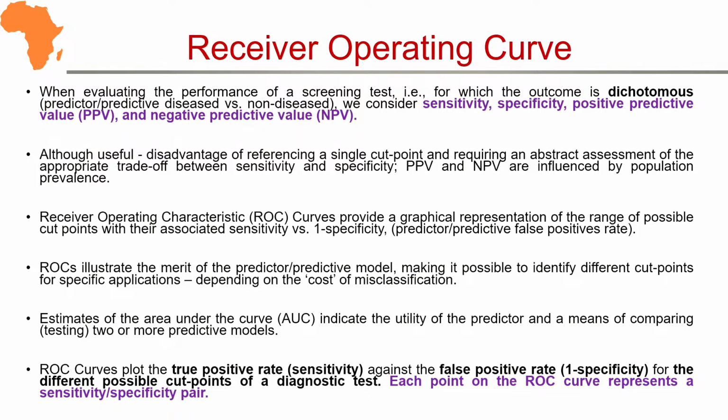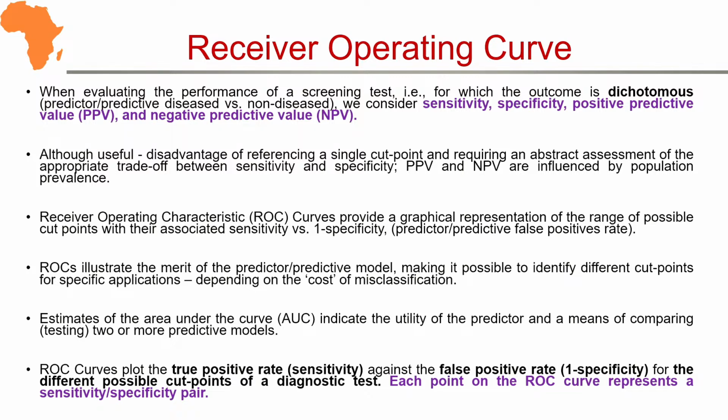Which one is more critical, having a false negative or having a false positive? You remember the discussion? Estimating the area under the curve indicates the utility of the predictor. Area under the curve of 80% is good, of 20% is bad.